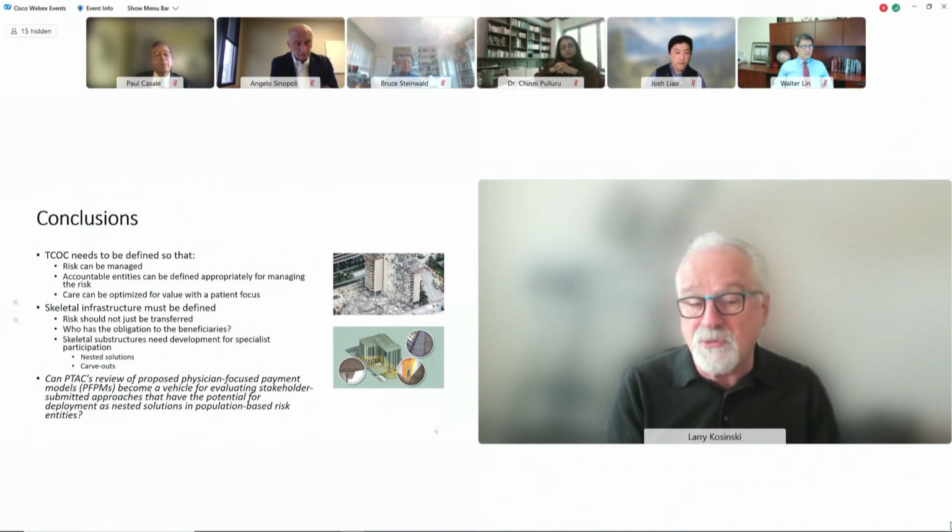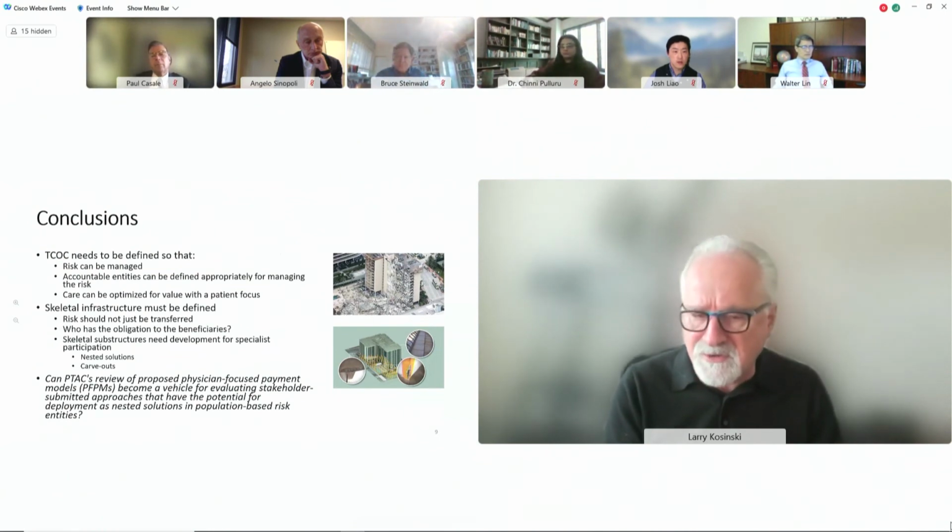Risk should not just be transferred. Who has the obligation to the beneficiaries that the transferred entity can handle the care? Skeletal substructures need development for specialist participation. Can we build nested solutions?